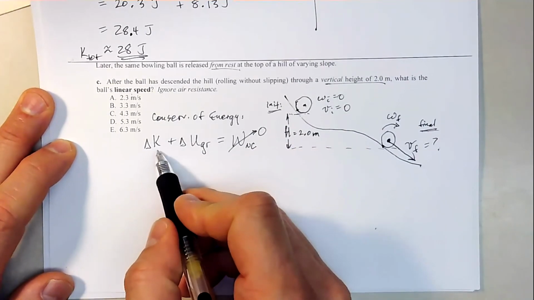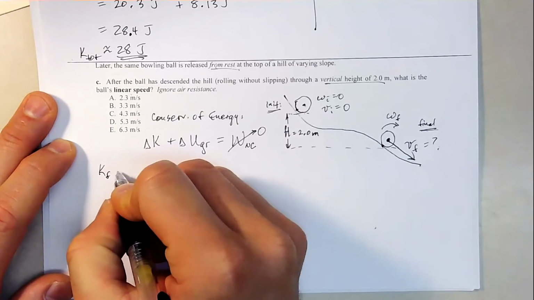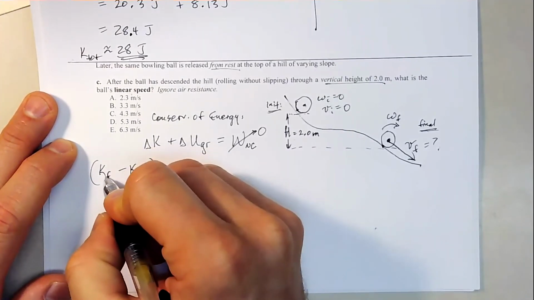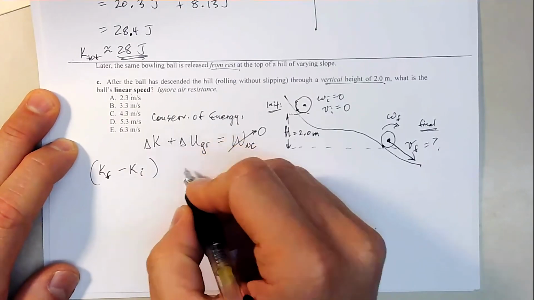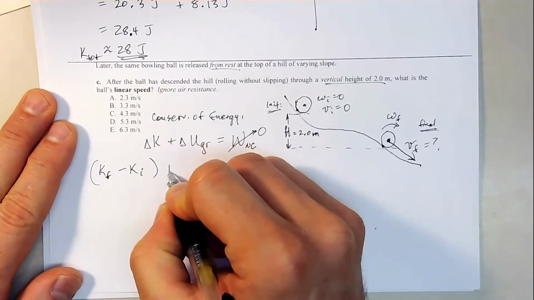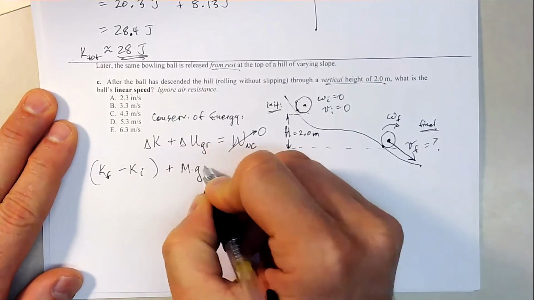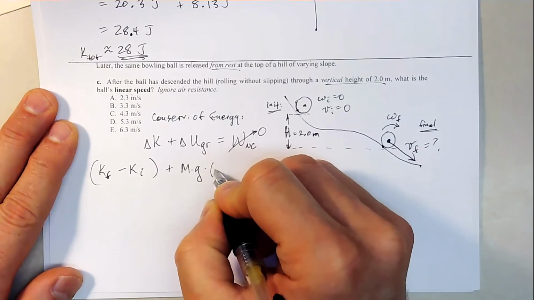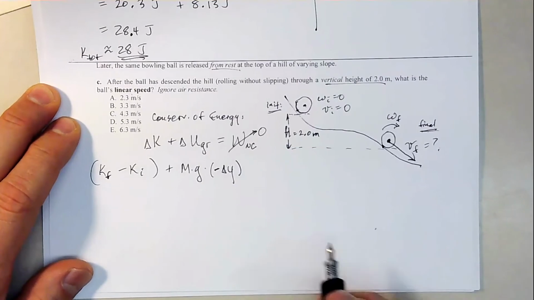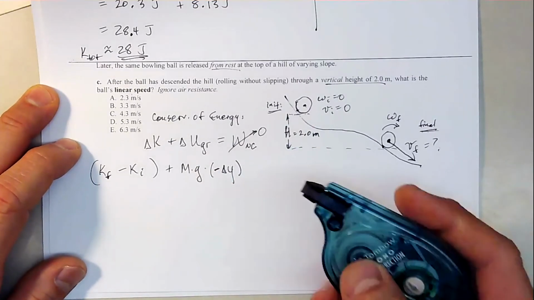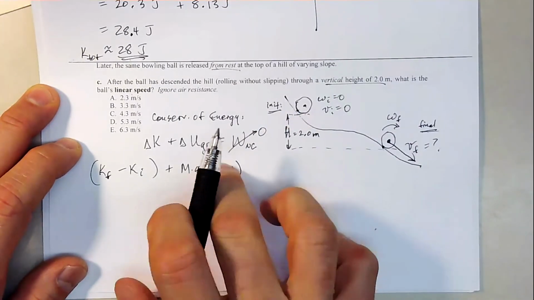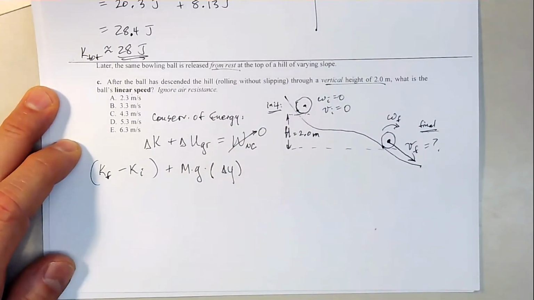So let's say this is going to be K final minus K initial on the left-hand side, right? Delta is always final minus initial. Let me write one more line here. This is going to be equal to M times G times negative delta Y. Actually, no, I'm sorry, it's not negative delta Y. It's just delta Y, which is Y final minus Y initial. Pardon me. The minus sign will show up in a moment.